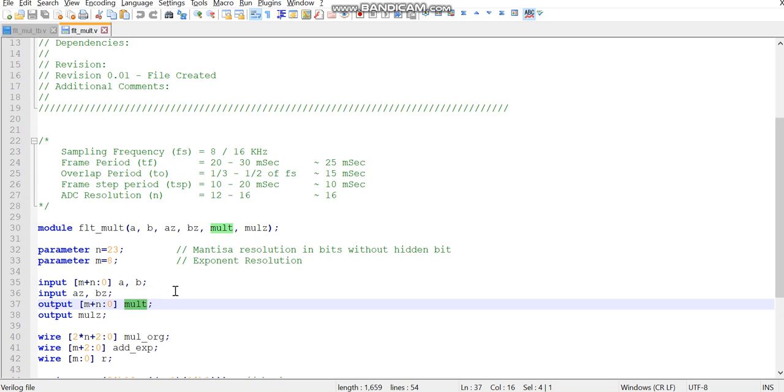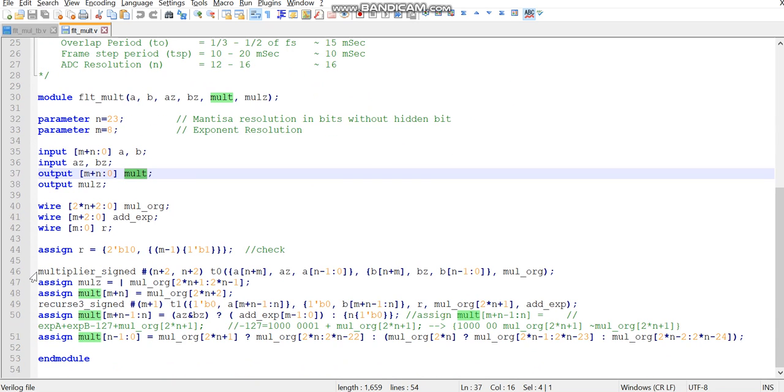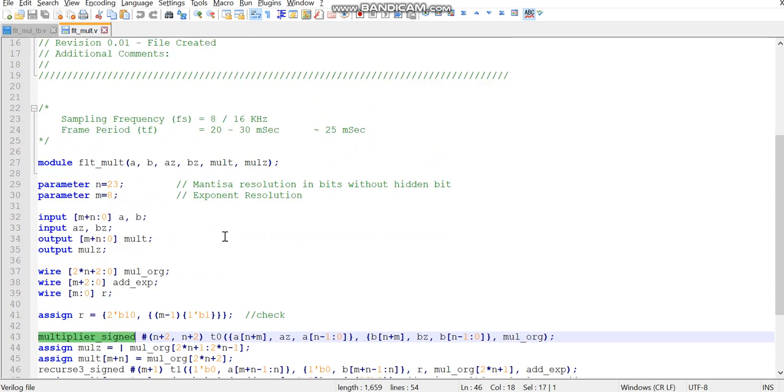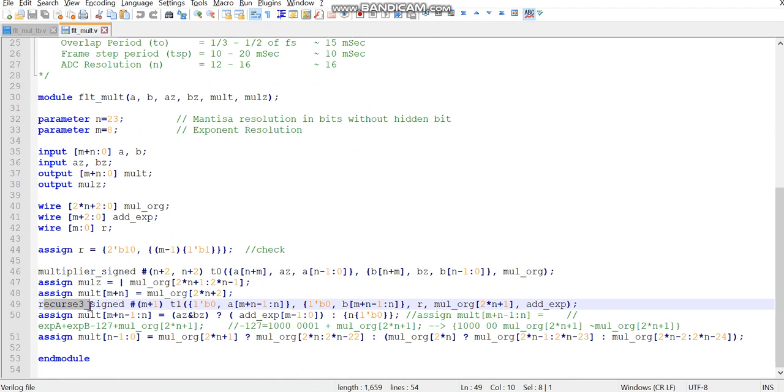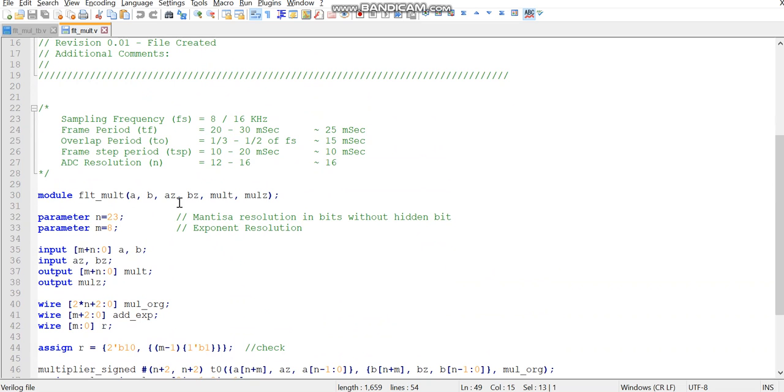So the procedure for the floating point multiplication is that we need to multiply the mantissas along with the proper hidden bit representation, and then we also need to do the exponent normalization or exponent equalization. So now multiplier_signed is the module which does the integer multiplication, a simple integer multiplication which is implemented using the Vedic multiplier, and recursive_signed is for the integer addition.